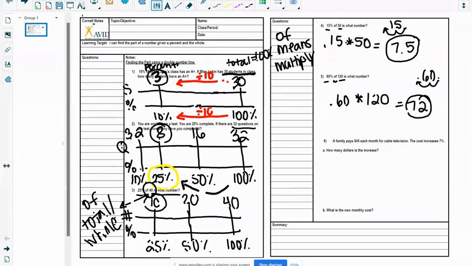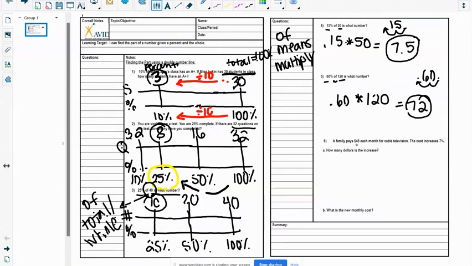Okay. A family pays $45 each month for cable television. This is a lot less expensive than it actually is. Cable is usually like around $100+ a month, which is why so many families go to YouTube TV or just use streaming services and don't pay for cable television anymore. But so this is what happens. They increase the cost after you've been using it for a while.